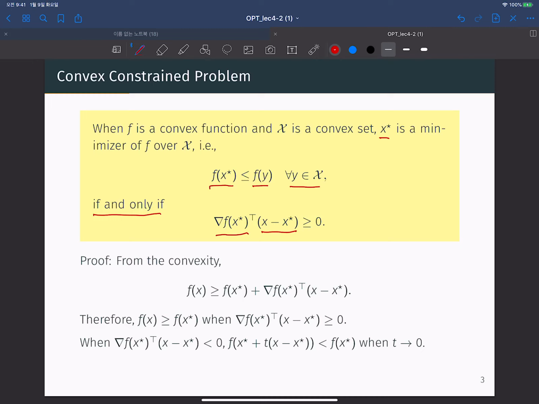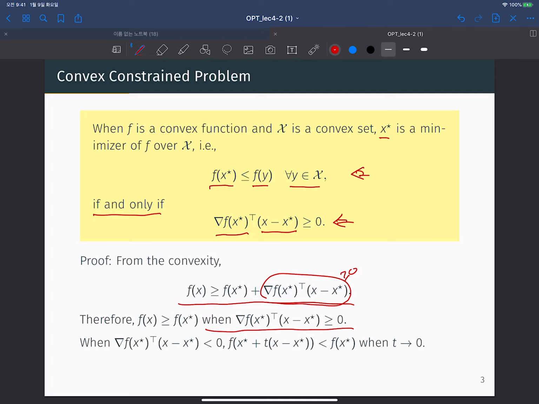So this if and only if condition can be easily checked from the convexity of function f. From the convexity of function f, we have this inequality. So this directly comes from the convexity of function f. We first check that when this condition holds, so when this is true, we can just simply plug in this part, greater than or equal to 0. So we can conclude this is true.